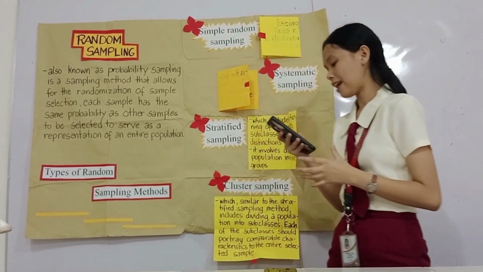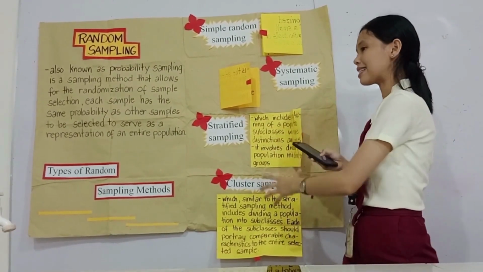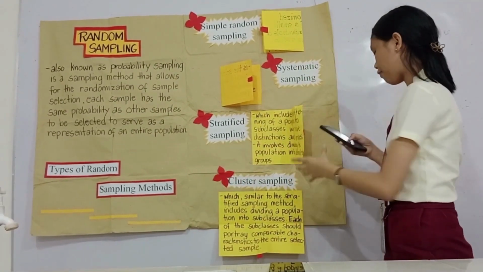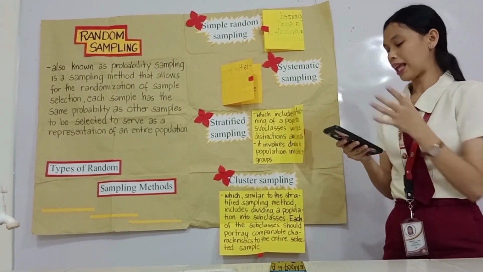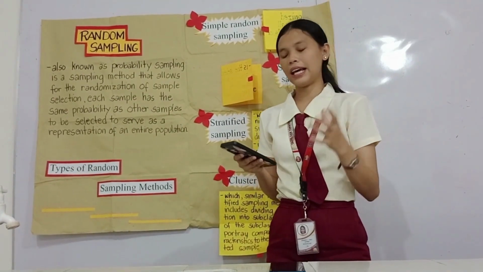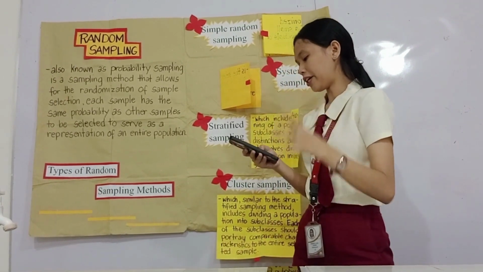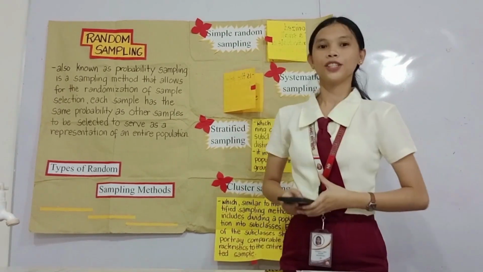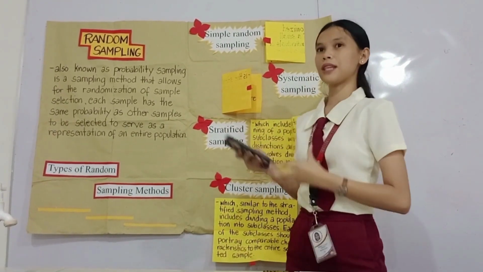So random sampling is aimed to minimize bias by providing an unbiased population representation. Each member has an equal chance of selection, reducing the risk of systematic over or underrepresentation. It helps to mitigate selection bias and provides a fair basis for generalizing findings in that particular population. So that's the end of my presentation on random sampling.